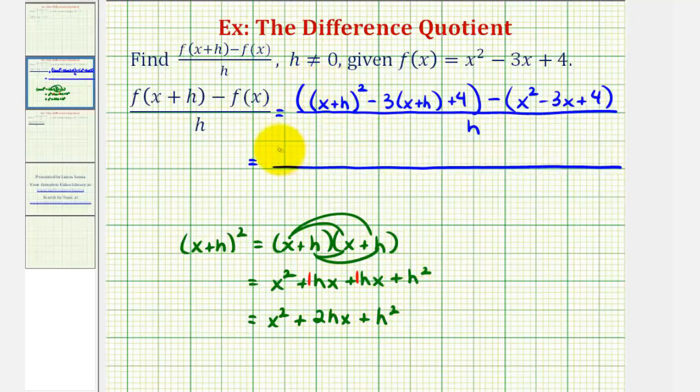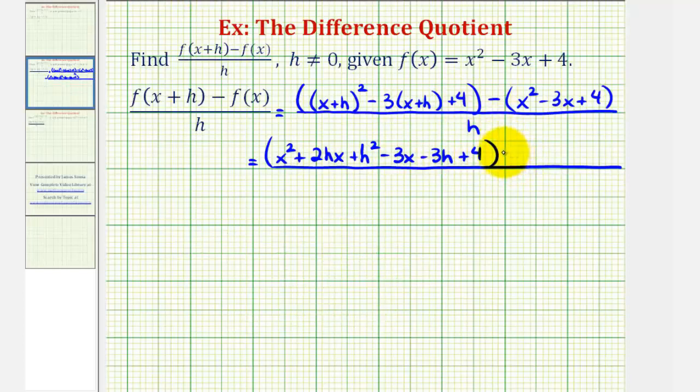Which means f of the quantity x plus h would be x squared plus 2hx plus h squared. And now we'll distribute negative 3, so we have minus 3x minus 3h plus 4. And we still have minus f of x, so minus the quantity x squared minus 3x plus 4.